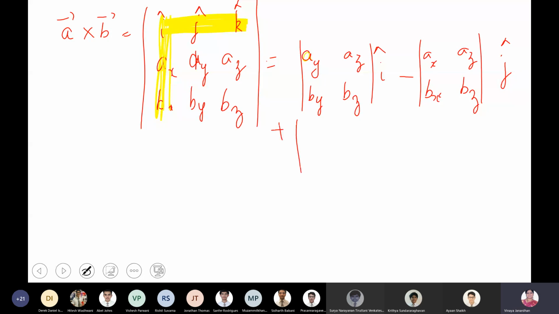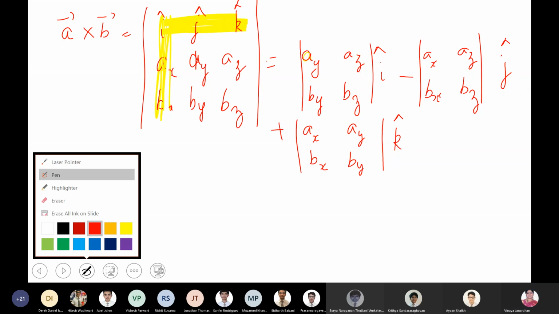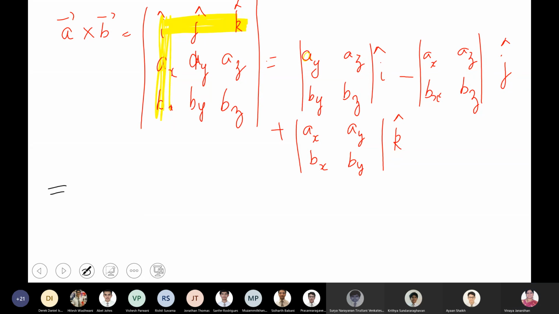Next, I have to go for K cap. Whatever is below K cap, those elements should be neglected. All the elements below K cap should be neglected. So what is left? AX, AY, BX, BY. Is that clear? So all below K cap should be neglected, what is left is AX, AY, BX, BY. Is that clear, boys? Copy down. Then I will go on to how to solve this.